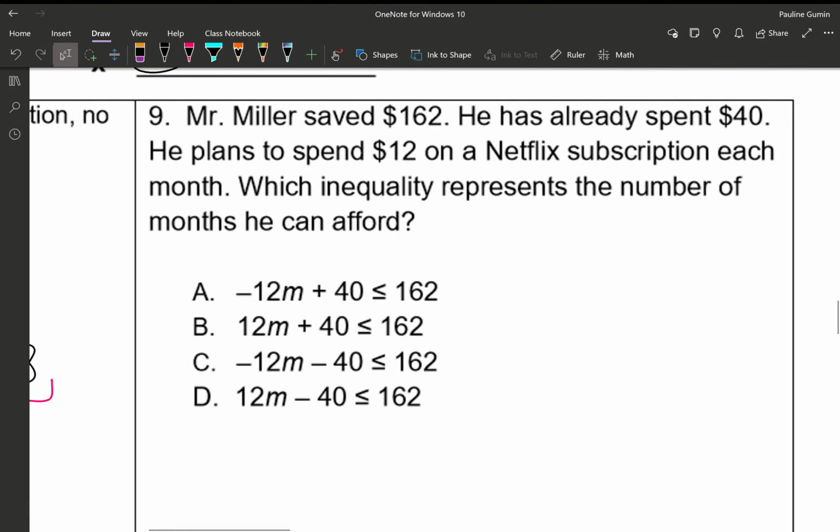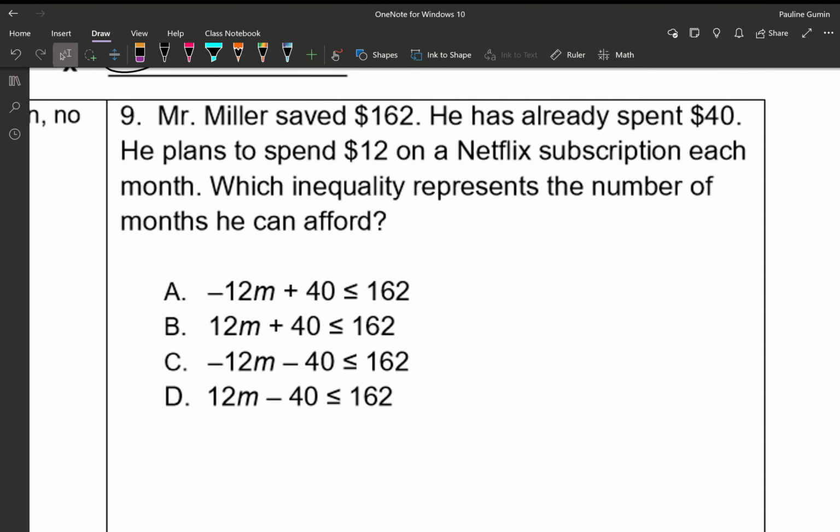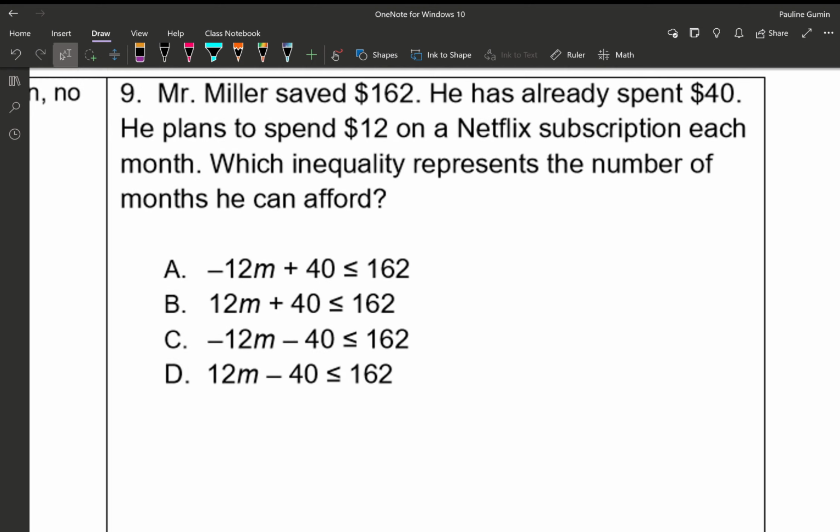Number 9. Mr. Miller saved $162. He has already spent $40. He plans to spend $12 on Netflix subscription each month. Let's find the inequality that represents what he can afford. What I like to do is just write the inequality myself first and see how that goes.